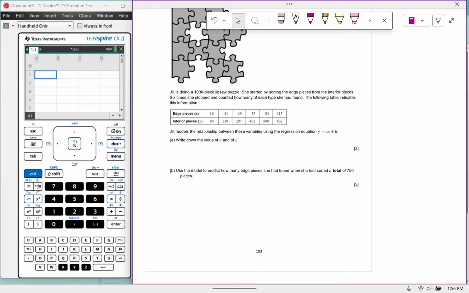Okay, what type of regression is this? Y on x. Okay, so we're just going to calculate it the traditional way, right? Let's go ahead and put it in our calculator, okay?